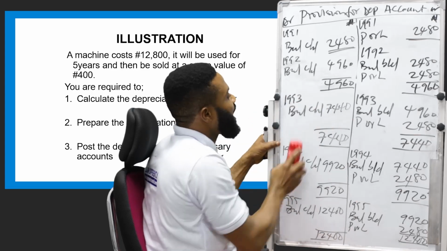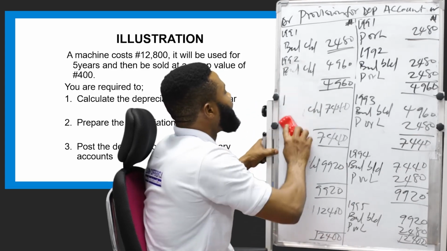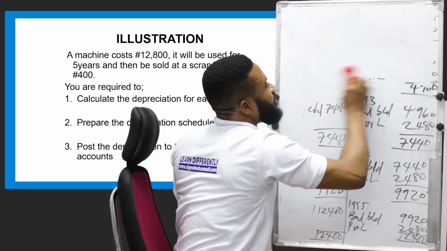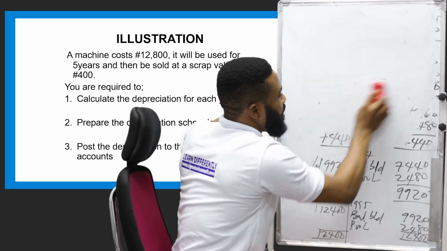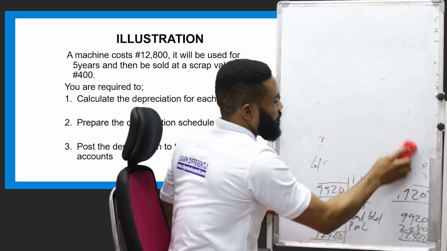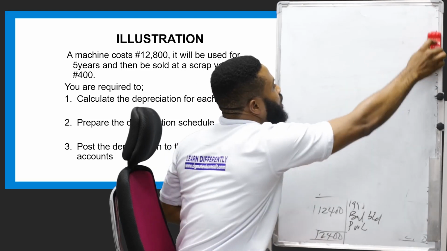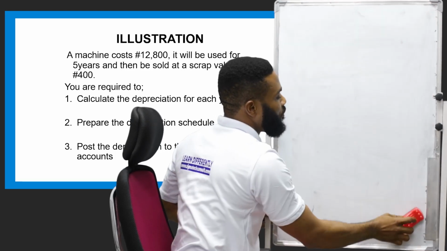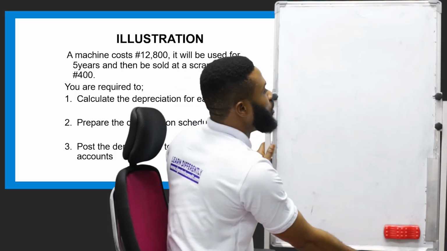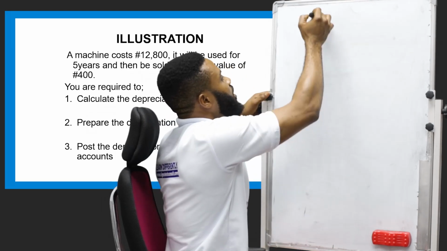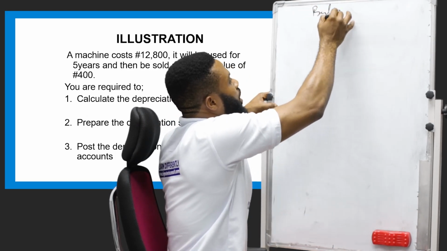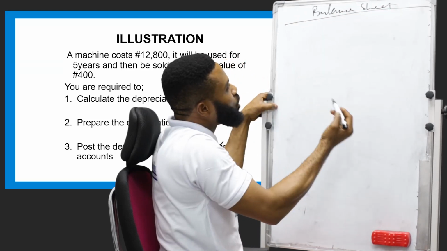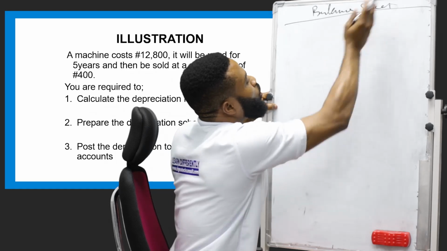Now, the very last account we are going to prepare is the balance sheet. The balance sheet is very, very simple to prepare. We are going to consider just one side of the balance sheet since we don't have other items that we are going to represent. So you simply write balance sheet, and then you rule your line. It is assumed that we are just considering this side.